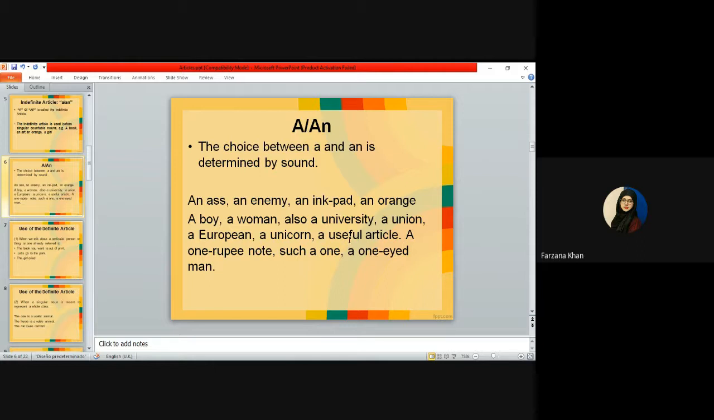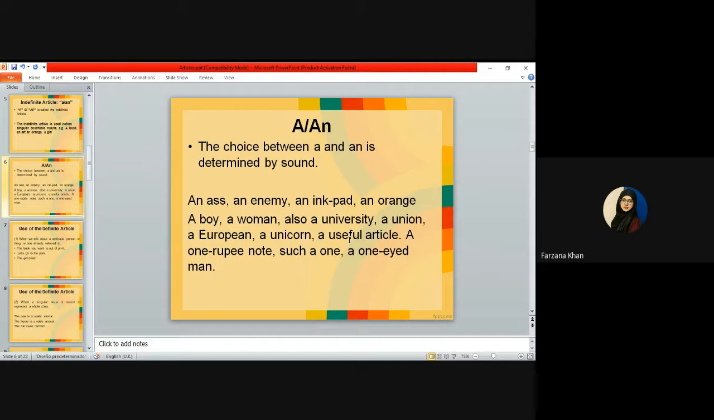But when we talk about umbrella, there is a U, and here U is giving us a vowel sound. So we will place an umbrella, not a umbrella. Similarly, when we say urban, here U is giving us the vowel sound. That's why we can say an urban, not a urban.